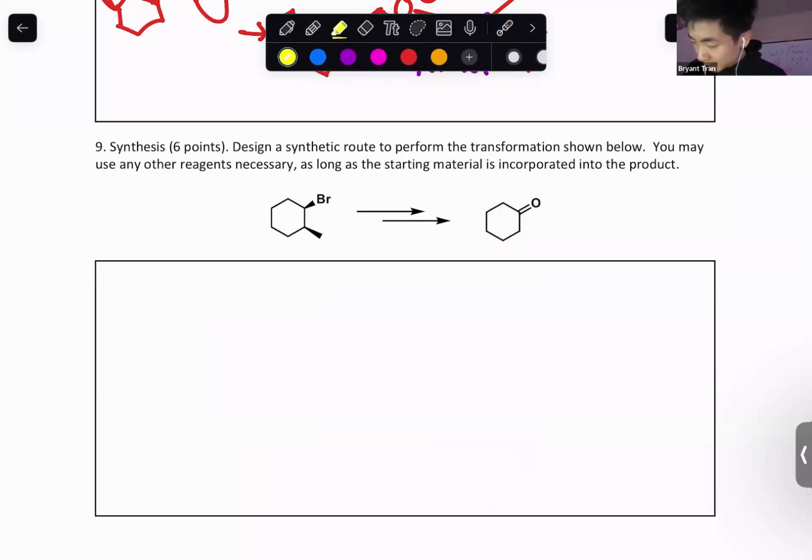I'm going to highlight what is going to stay the same, which is that 6-membered ring right there. Right? And then I'm going to circle the new functional group, which is that carbonyl right there. We did not have that carbonyl before. And we see that we have bromine and the methyl group on the reactant molecule.